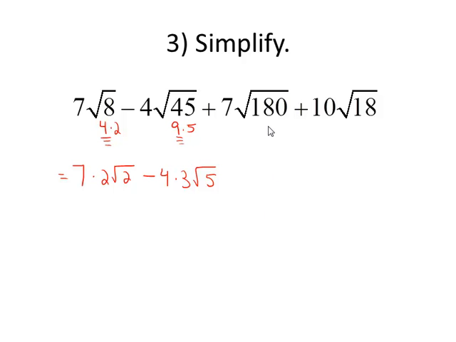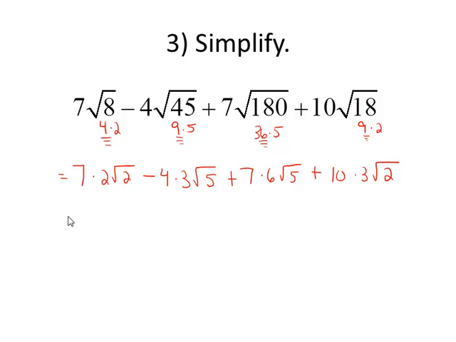180 is a pretty large number. You may want to use a factor tree for that, but the ideal factoring is 36 times 5. And we know the square root of 36 is 6, so I can rewrite this term as plus 7 times 6 square root of 5. Plus 18 is 9 times 2, and the square root of 9 is 3, so this term is plus 10 times 3 square root of 2.